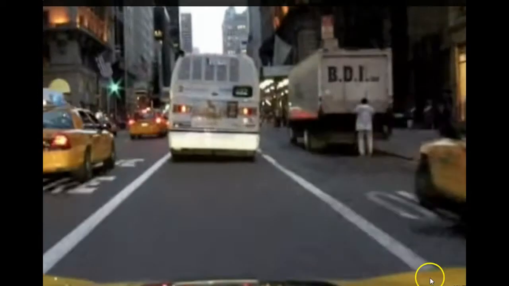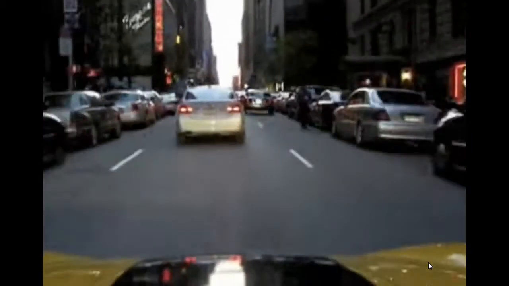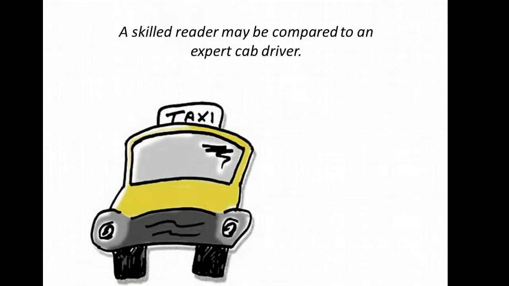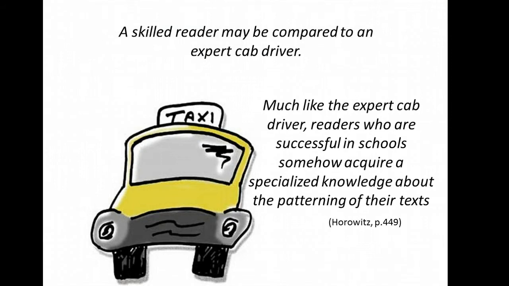I've always enjoyed this comparison. A skilled reader may be compared to an expert cab driver. Cab drivers must know the layout of a city, the patterning of roads, main highways and side streets, the cue system on the roads, like highway marks, road signs, and lights. The important point for our purposes is that cab drivers would not succeed without their detailed knowledge. Much like the expert cab driver, readers who are successful in school somehow acquire a specialized knowledge about the patterning of their texts.